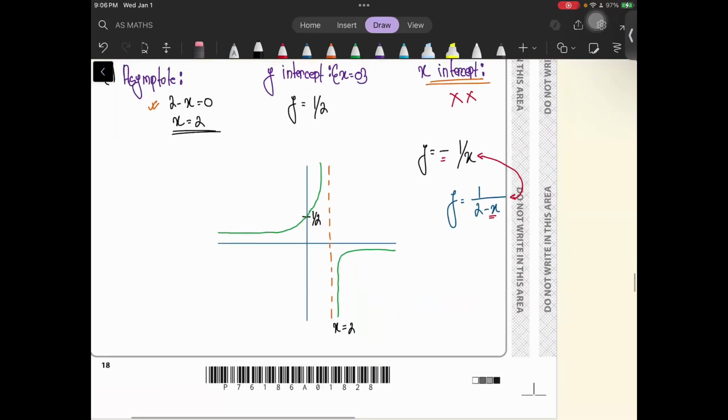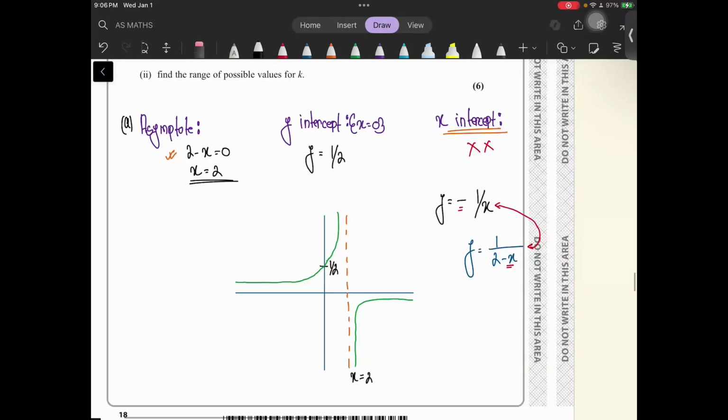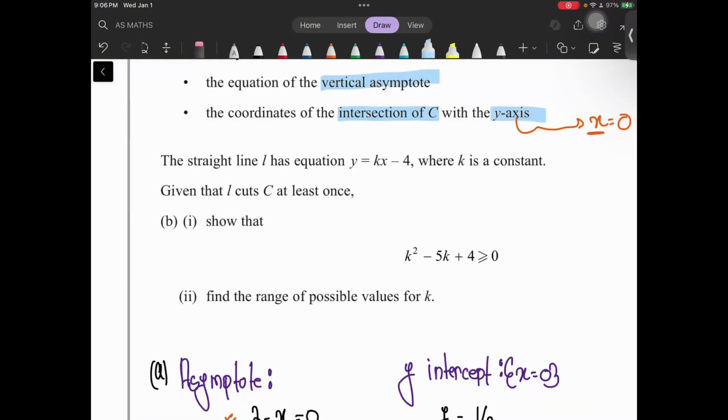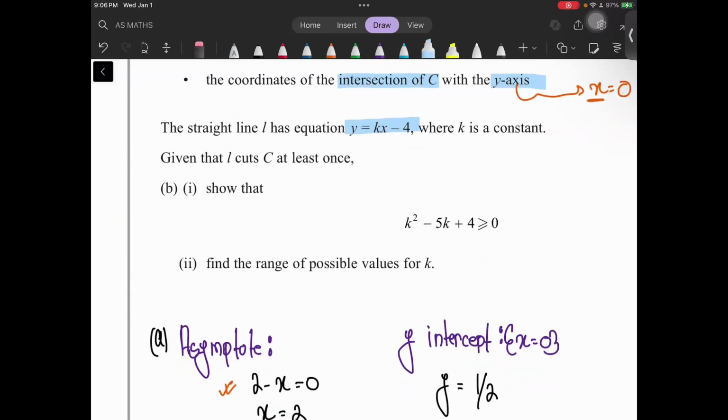Then it's set up. You have a straight line, and it has the equation of y equals to kx minus 4, right? Line L cuts C at least once. Cuts, meets, intersects, they all mean the same, right? And once you hear this, you have to solve it simultaneously.